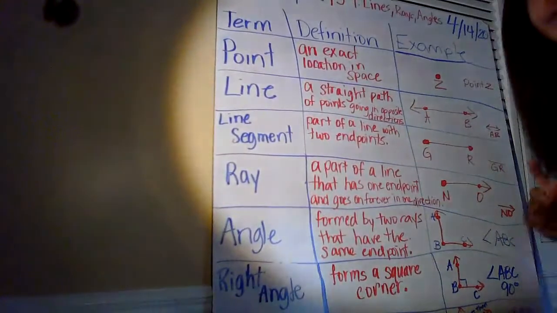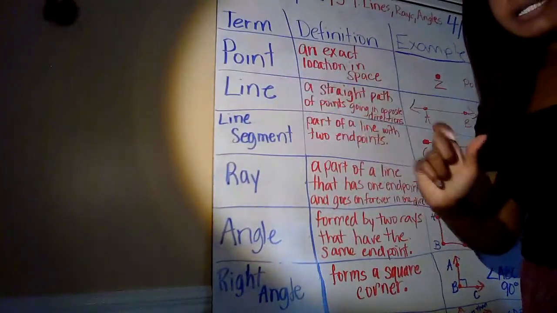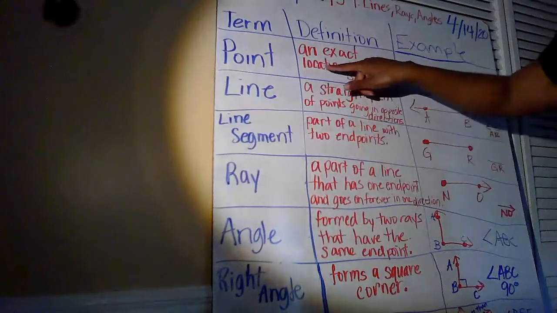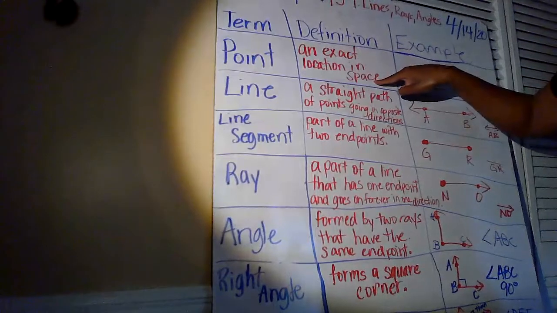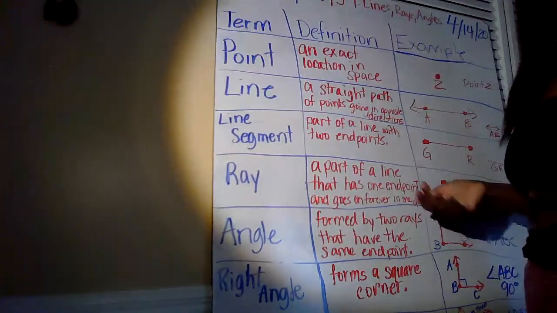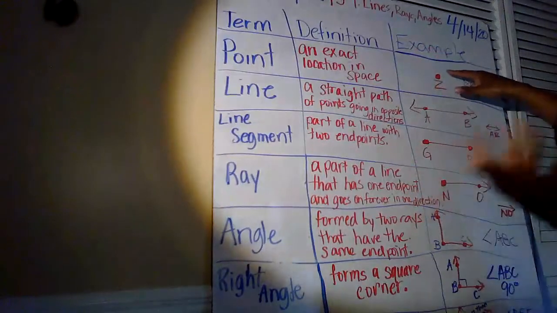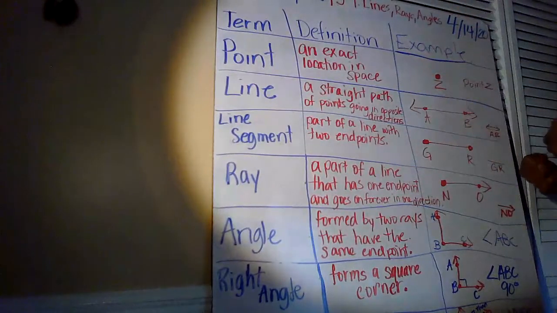Now, the first word is point. You write down your term. Then the definition of point is an exact location in space. So when we're talking about lines, rays, and angles, if it's a point, it's just saying what's the point that looks like anything on a line or a shape or whatever have you.